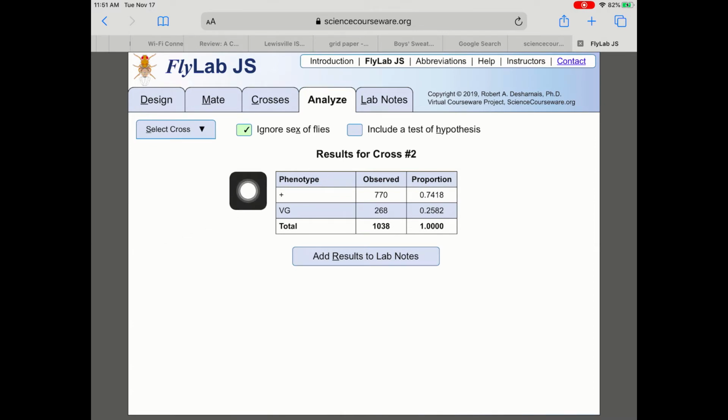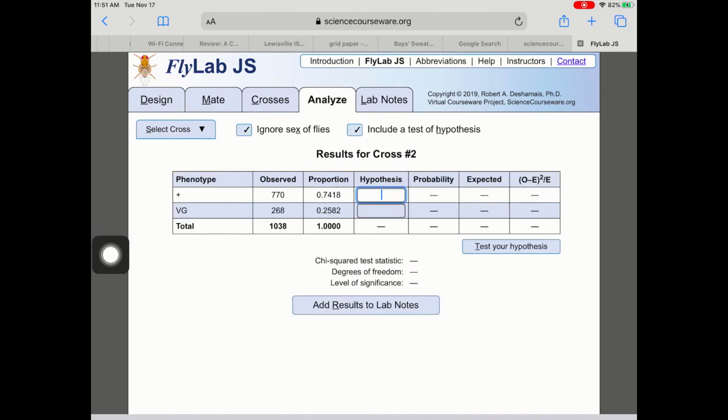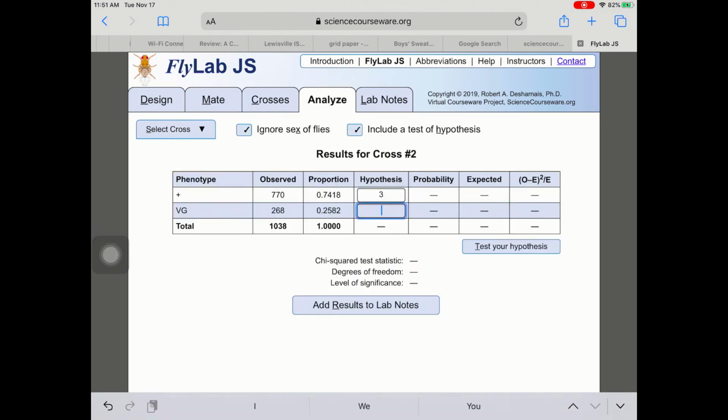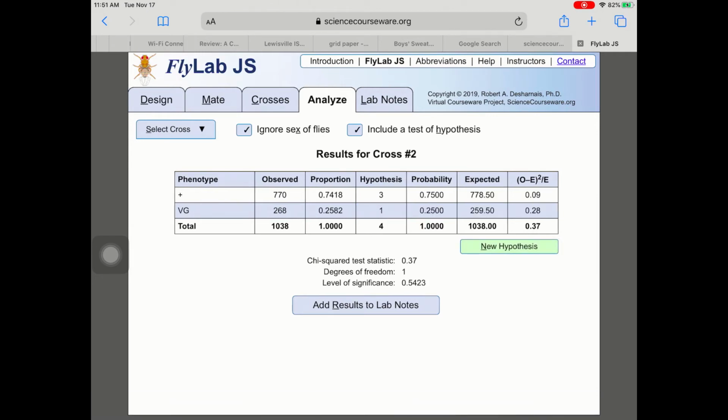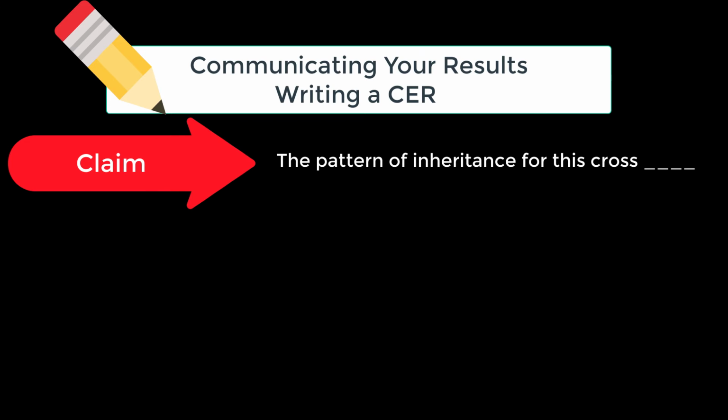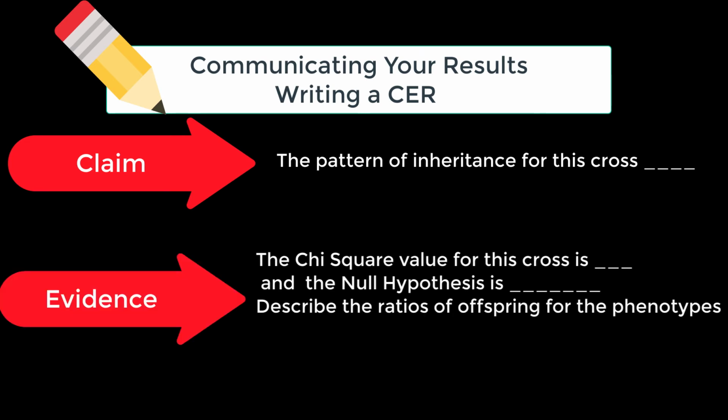Notice that the chi-square value is much less than our critical value of 3.82, so that means that we will fail to reject our hypothesis, and these crosses follow Mendelian genetics patterns of inheritance. It is important to communicate your results clearly using both quantitative and qualitative data. In the claim, make a clear statement about the inheritance pattern.